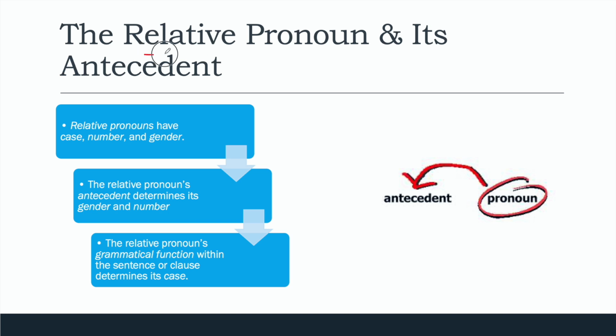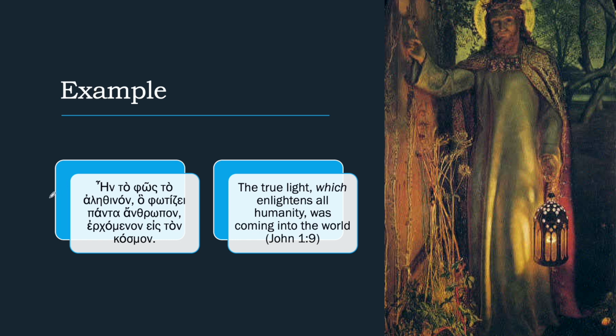I want to talk a little bit about the relative pronoun and the relationship to its antecedent. So again, relative pronouns, as we saw above, have case, number, and gender. And the relative pronoun is linked to an antecedent. And the relative pronoun must agree with its antecedent in gender and number. It must reflect that antecedent. But again, its grammatical function determines its case within the clause that it's in. So while it may be, for instance, nominative plural if its antecedent is nominative plural, it might be accusative if it's acting a certain way in a clause, as opposed to, say, maybe the antecedent is a nominative, depending on what's happening in the clause that it's in. Here's an example from John 1, verse 9.